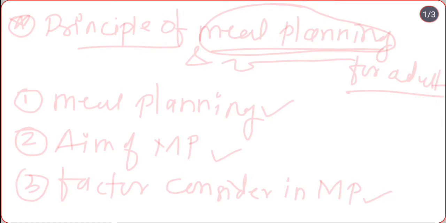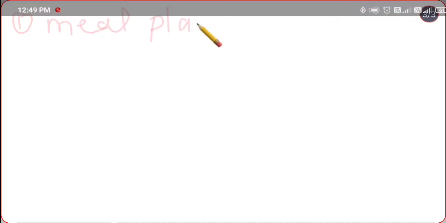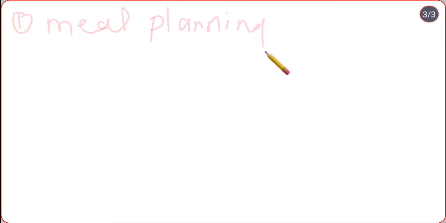Now let's get started with our first point, that is meal planning. So what is meal planning? In our home, our mom plans the meals of our day. Our mom or whoever helps at home decides our meal, or we tell them to make this kind of food, that kind of food.